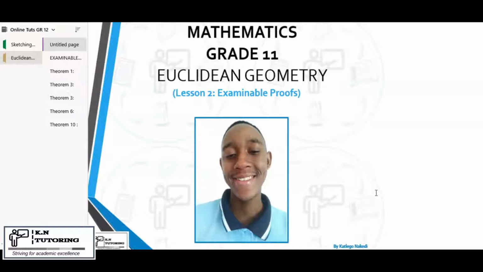Just to recall what we did in lesson 1, we looked at the introduction of Euclidean Geometry by mainly focusing on revision of grade 9 and grade 10 Euclidean Geometry, where we were revising parallel lines and properties of quadrilaterals, and we introduced the theorems for grade 11. We looked at a circle and all the terminologies like your chord, your tangent, your secant, just so that you can get to your mood and you can get the foundation of what Euclidean Geometry for grade 11 is all about.